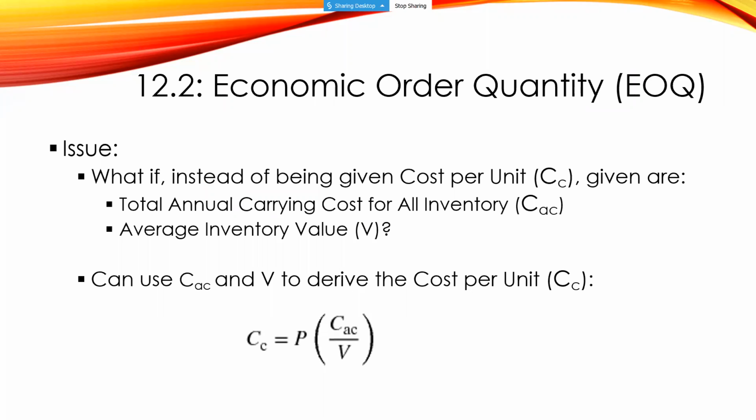I've got P as the purchase price per unit. So C sub AC is annual carrying cost for all inventory divided by the average inventory value. That much times the purchase price of the item derives the carrying cost per unit. I would not be that evil and ask to do that.